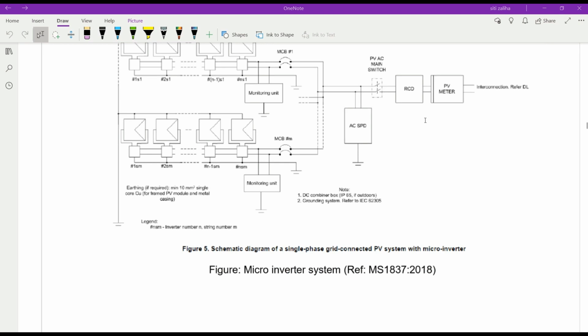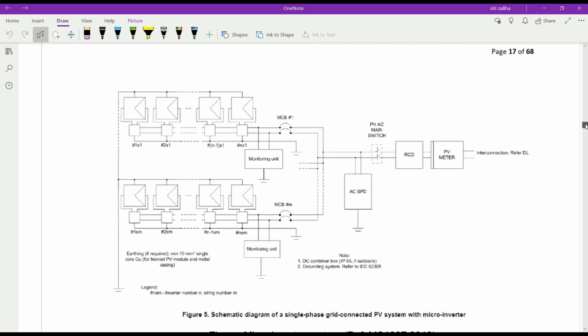Another type of GCPV system is by using microinverter. So microinverter means a small size inverter. Okay, a few watts. Okay.